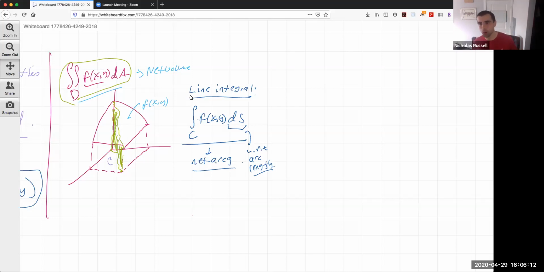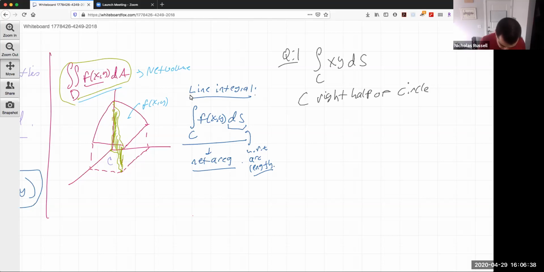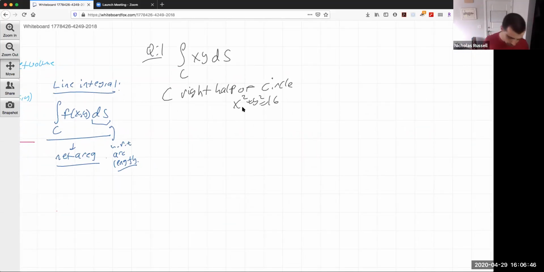So for instance, let's say I had a problem. Let me give you a problem and we'll come up with an idea of how to solve it together. So here's the question. If I give you the integral over C of x y ds, where C is the right half of the circle x squared plus y squared equals 16, this is my problem that I'm trying to solve. How would I even go about doing that?